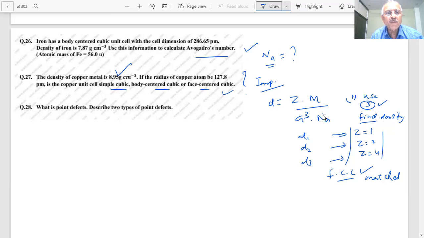What is a point defect? Describe two types of point defects. This is a 1 mark question. Point defects are the irregularities or deviations from the ideal arrangement around a point. How many types of point defects are there? Point defects are basically of two types, stoichiometric and non-stoichiometric. So the question could be put in any way. Students, try to understand it.